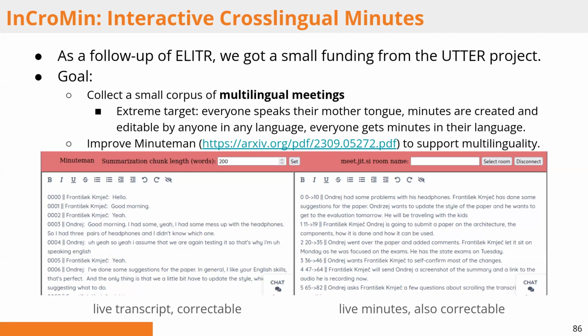Ondřej Bojar can tell us more about the INCREMENT project very briefly. The microphone is over there.